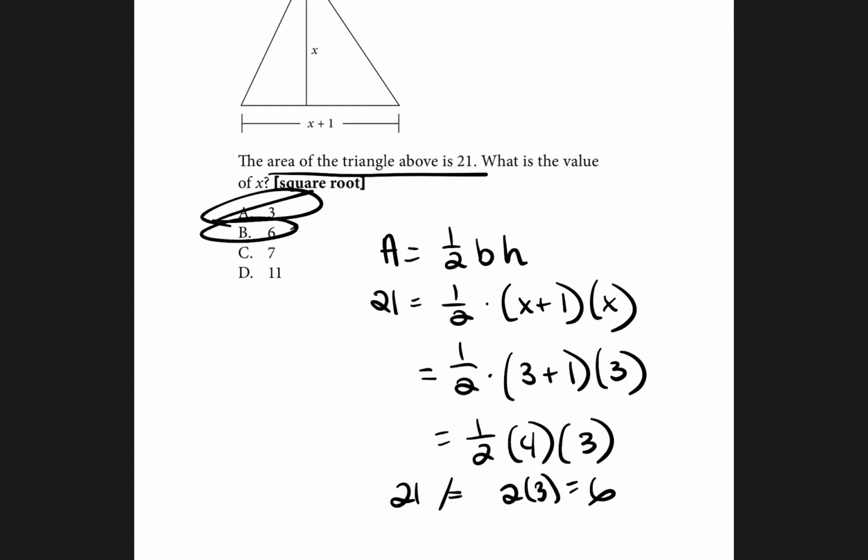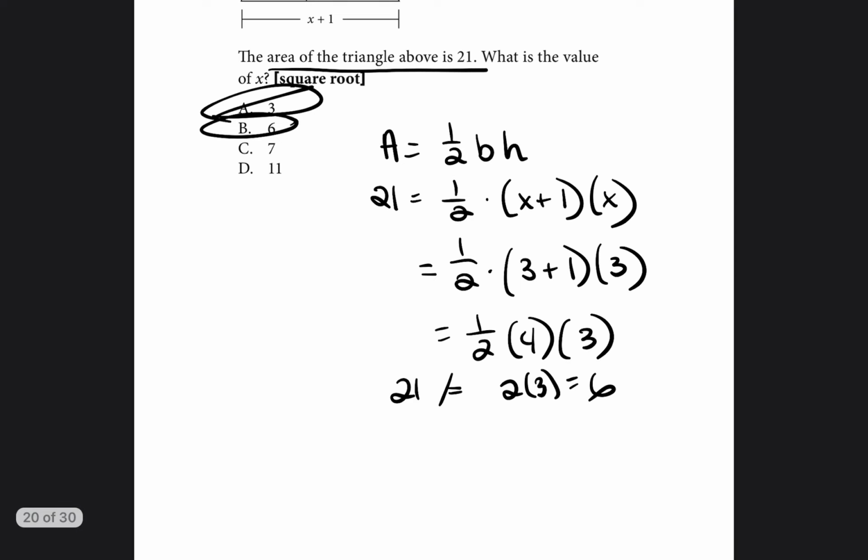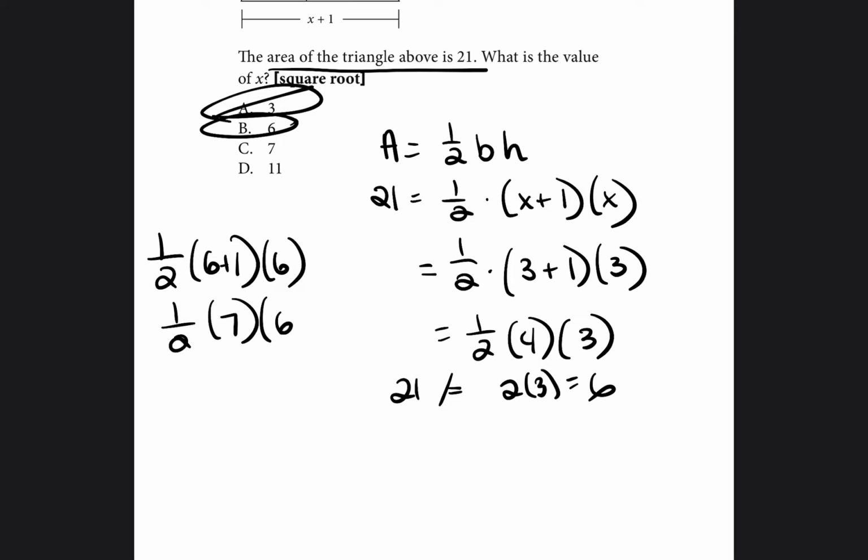Then I'm going to try 6. So 1/2 times 6 plus 1 times 6. So 1/2 times 7 times 6. 7 times 6 is 42. Times 1/2 is equal to 21. So x is going to be equal to B.